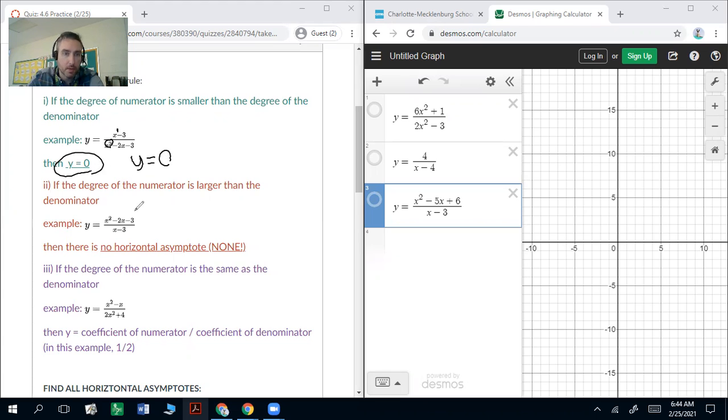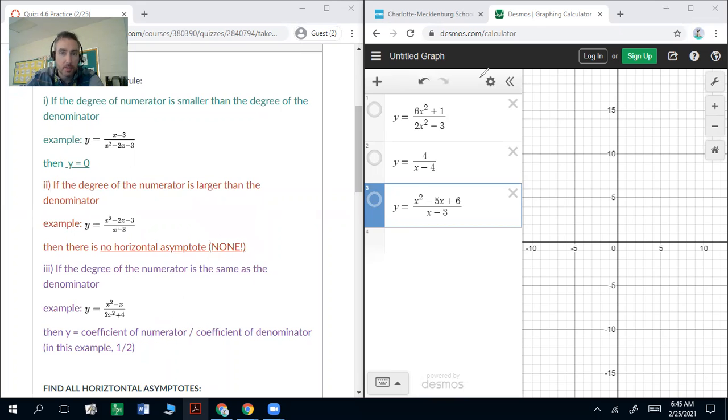If it's reversed, if you have a larger degree on top and a smaller degree on the bottom, then it's not going to happen. There is none. If they happen to be the same degree, so like in the previous example, then you take the coefficients in front of them and divide. So this is going to be y equals 1 over 2 or 0.5. Either one is acceptable, but I usually just stick with a fraction.